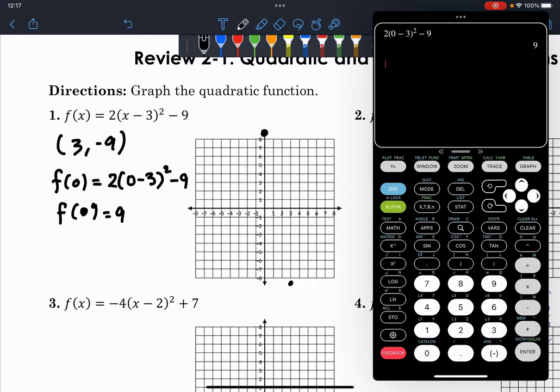Now, because our quadratic is symmetrical through this vertex, through the axis of symmetry, and we have a point, this point here, that is 1, 2, 3 units to the left of this axis of symmetry, that means that there has to be a point 1, 2, 3 units to the right of this axis of symmetry. So that will connect those points, and our parabola will look something like this.